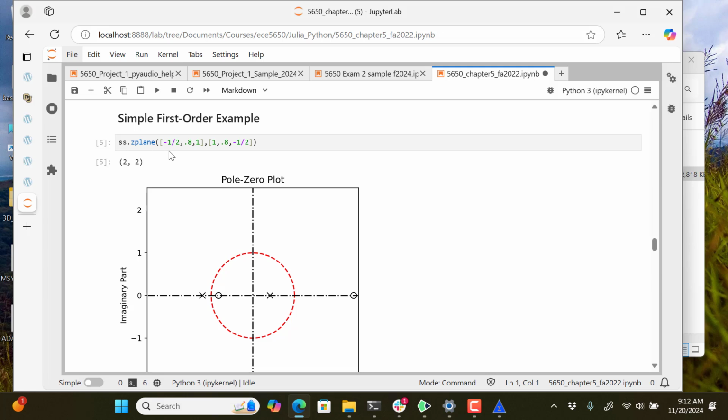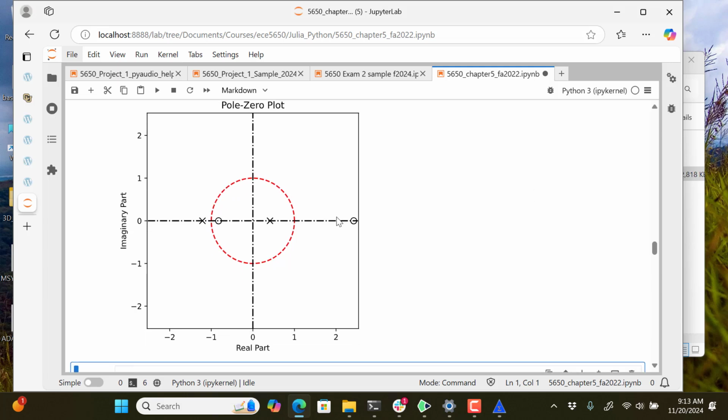This just takes the first order case. All I did was slap down numerator and denominator. I just said minus 1/2, 0.8, and 1. And then I said 1, 0.8, and minus 1/2. And the property that I get that makes it an all-pass filter, just like we were looking at the very beginning, is that this pole and this zero are conjugate reciprocals of each other. Likewise, that one and that one. That's just a property of the all-pass filter.